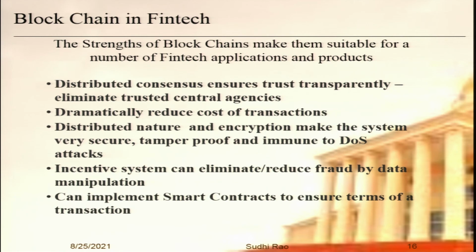We can ensure trust, reduce the cost by eliminating intermediaries, at the same time provide the equivalent level of trust in the system. So, a number of applications and products are suitable. Distributed consensus ensures trust transparently, we remove trusted central agencies, and dramatically reduce the cost of transactions. Because the blockchain is distributed, the ledger is public and distributed, and encryption makes the system very secure, tamper proof and immune to various kinds of hacking attacks. The incentive system can help reduce fraud, and it can implement smart contracts to ensure the terms of a transaction.